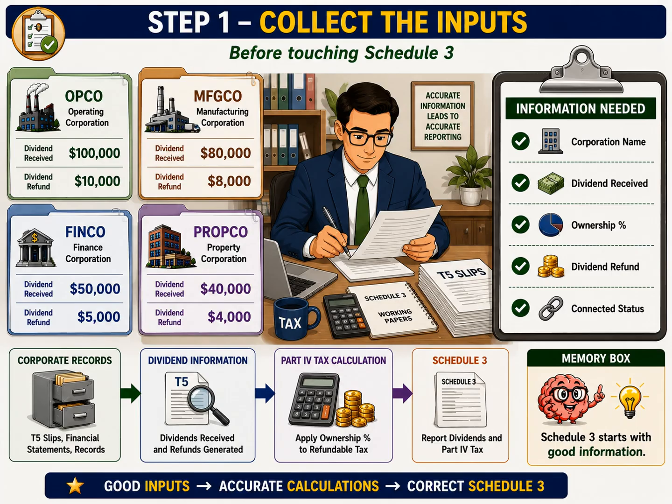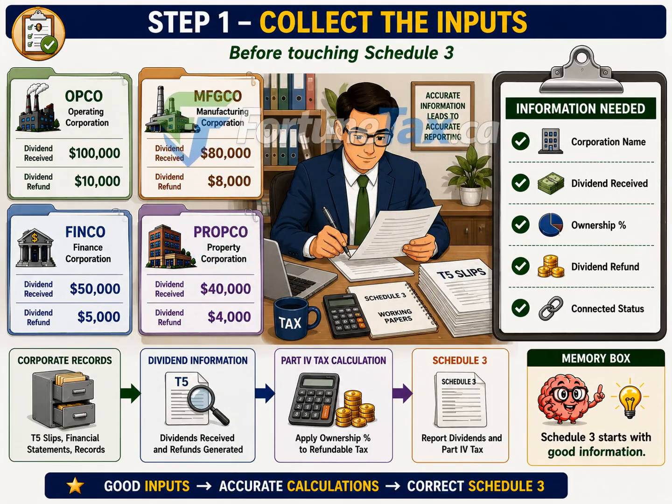A common mistake among students is trying to complete Schedule 3 before collecting all of the supporting information. In practice, experienced tax preparers always gather the inputs first and perform the calculations second. Only after the calculations are complete do they begin filling out the tax forms. That's why the memory rule on this slide is so important. Schedule 3 starts with good information.